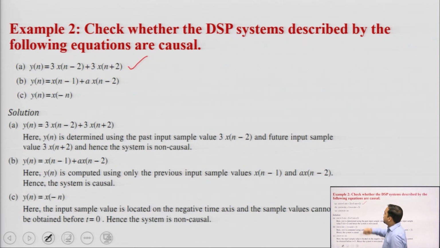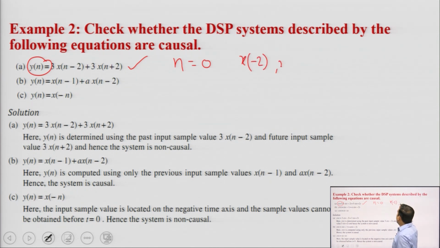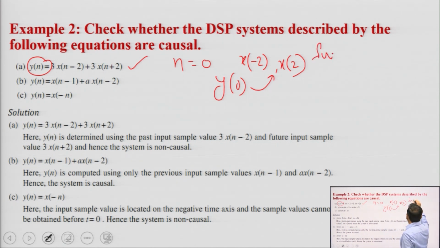Let us see this first case. y[n] equals 3 times x[n minus 2] plus 3 times x[n plus 2]. Clearly, for the output y[n], if I put n equal to 0, the input will be taken as x[minus 2] and x[2]. So, corresponding to y[0], x[2] is a future value of input.